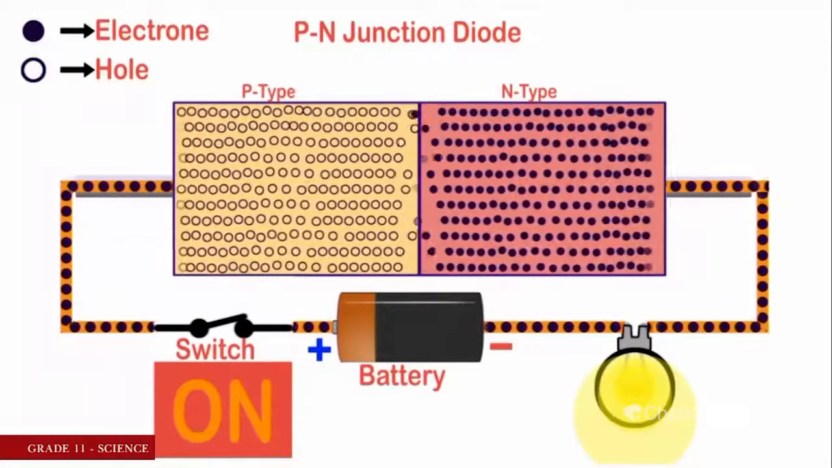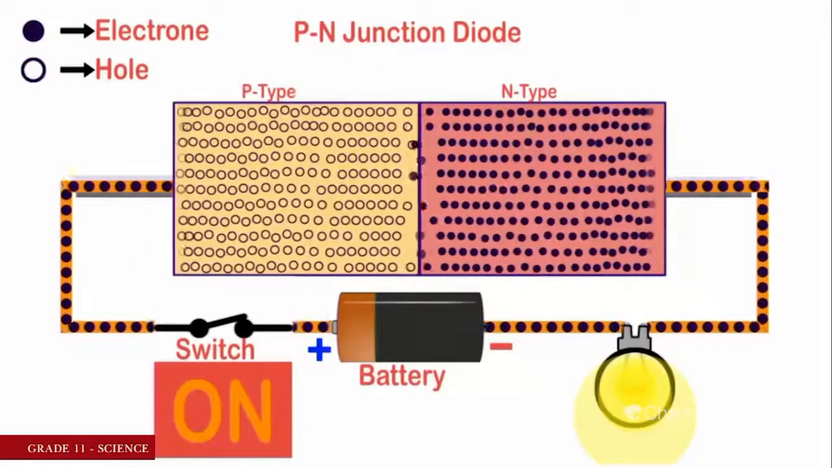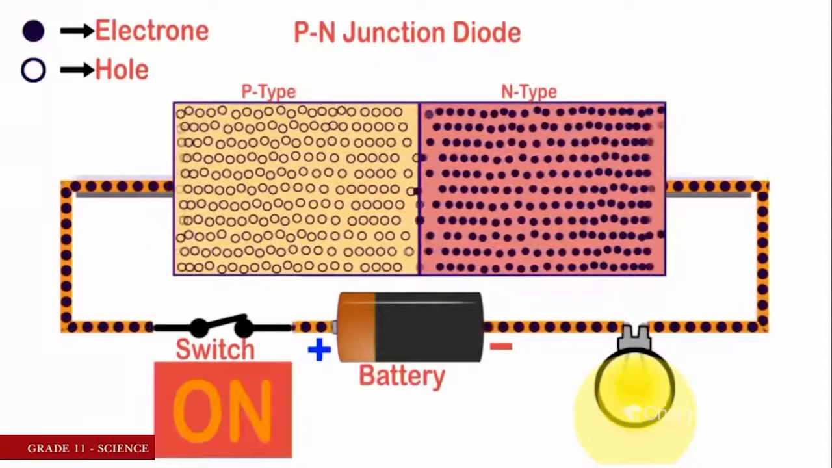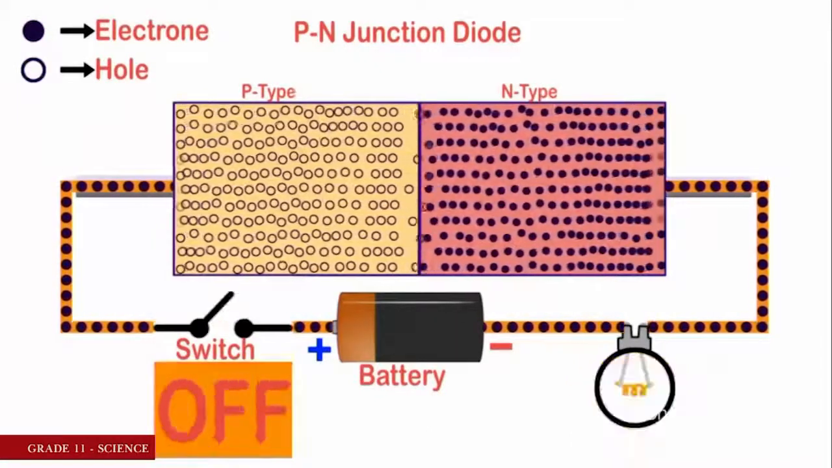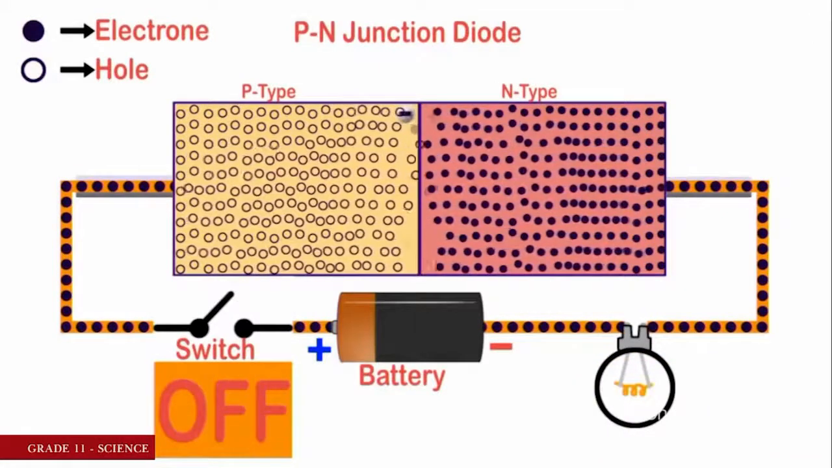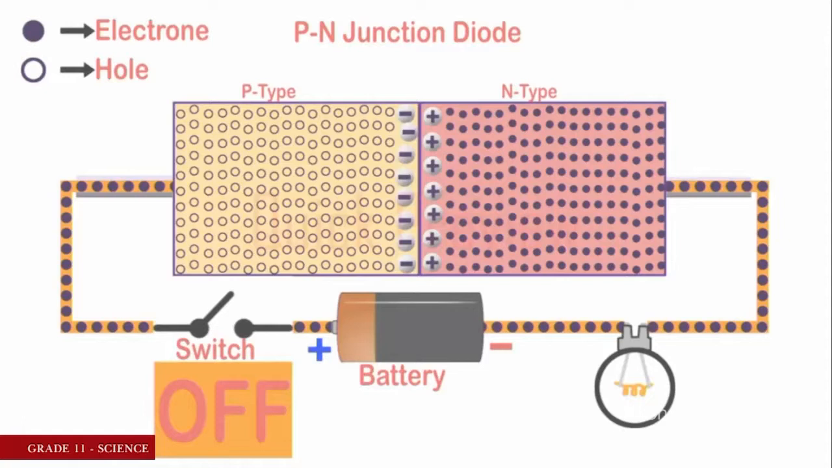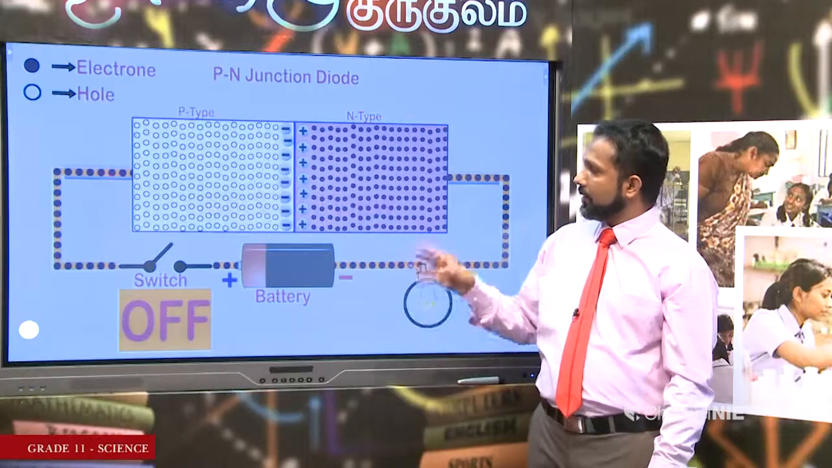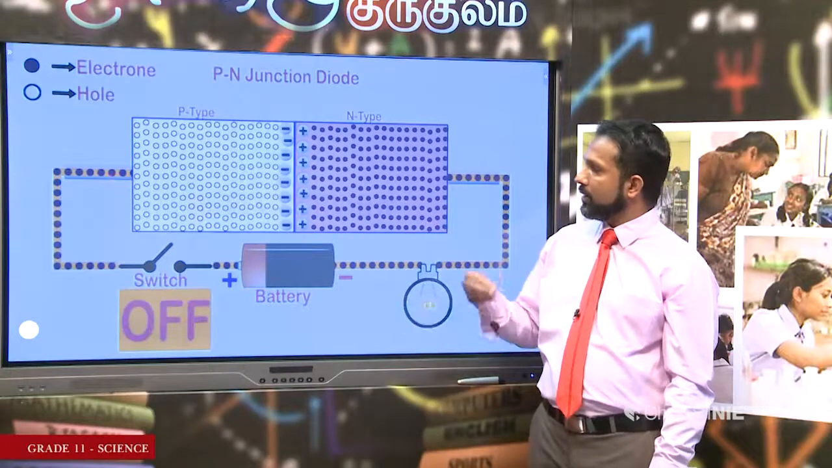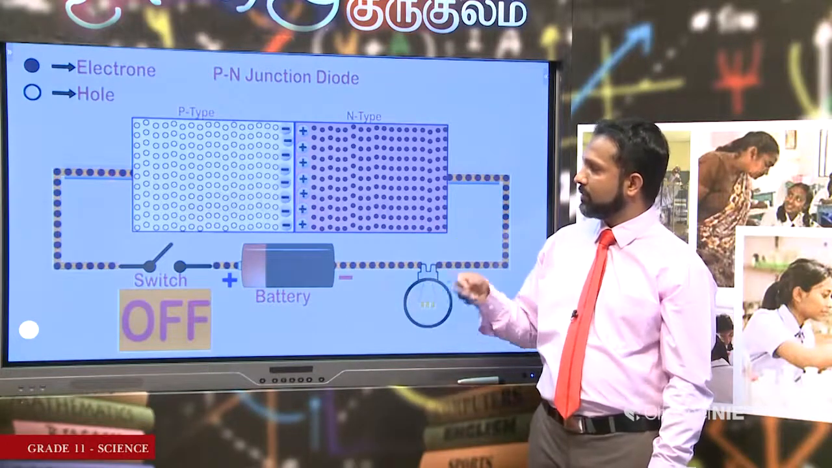Positive terminal to the p side, negative terminal of the dry cell to the n side. You can watch the movement of free electrons from the negative terminal to the p side and the flow of current from the p side to the n-type. So, when we switch off, what happens? Again, the depletion layer will be formed here. Now, if we connect the switch again, the flow of current takes place. Right.